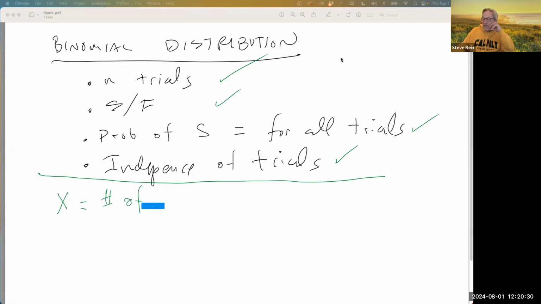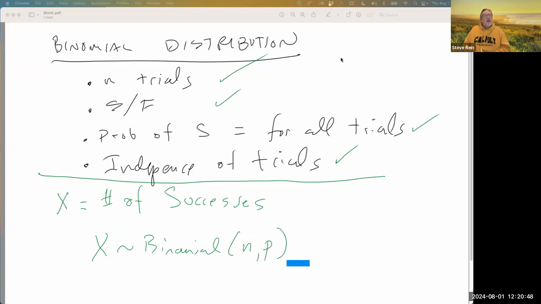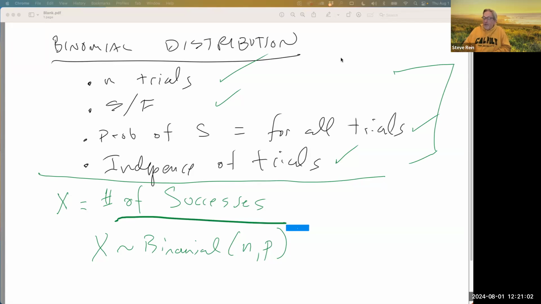of successes, we say that X is distributed binomial with n trials, where p is the chance of success on any given trial. Again, you go through the 1, 2, 3, 4 checks, and if you say, oh, we've hit all of those, and if you're only keeping track of the number of successes, we say that number of successes follows a binomial distribution.